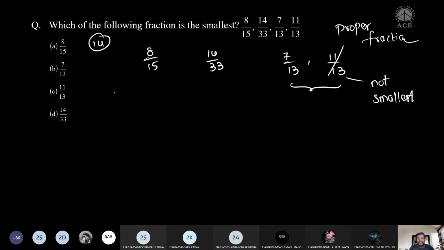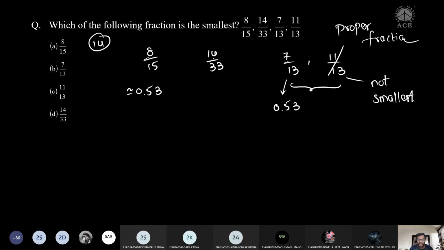Now you should work on these three numbers: 8 by 15, 14 by 33, 7 by 13. Sir, we'll divide the numerator by the denominator. 8 by 15 is around 0.5 something. 13 times 5 is 65, still 5 more is there, so it's actually 0.53. Likewise here, 15 times 5 is 75, still 5 is there. This is 0.53. These two are close enough actually.